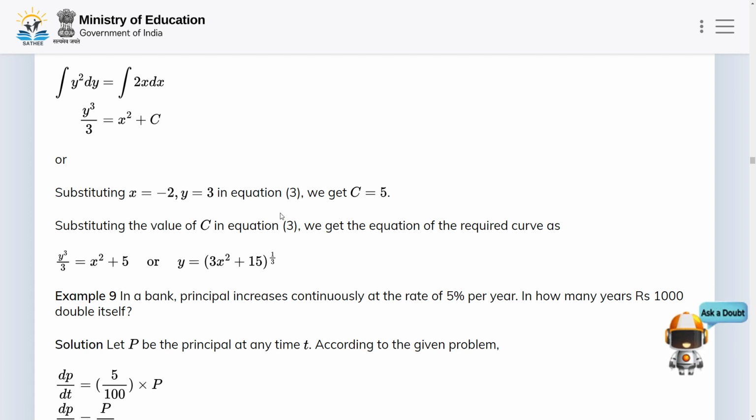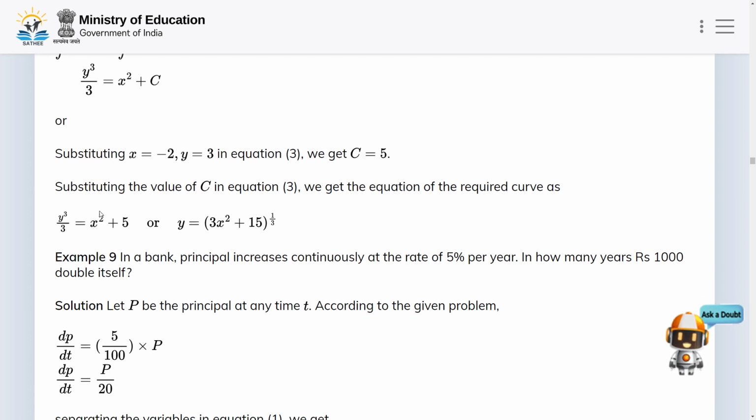So your particular solution will be what? y cube divided by 3 is equal to x square plus 5, or another way to represent your particular solution is this. Whichever way you choose, you can choose. I hope it is clear.